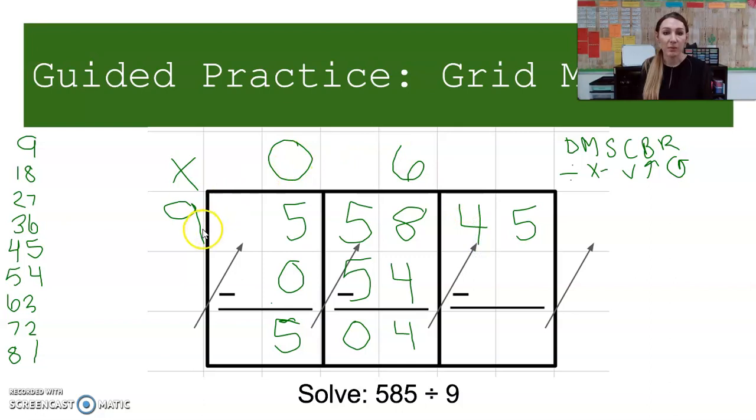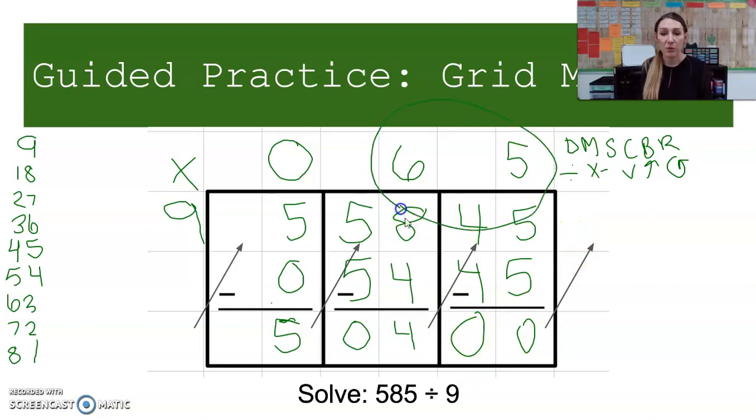And now I get to see how many times 9 divides into 45. 45 is my new dividend. So 1, 2, 3, 4, 5, 5 times. 9 times 5 is 45. 5 minus 5 is 0. 4 minus 4 is 0. I have no remainder, nothing left to divide, making my quotient 65. Let's see if we're right.